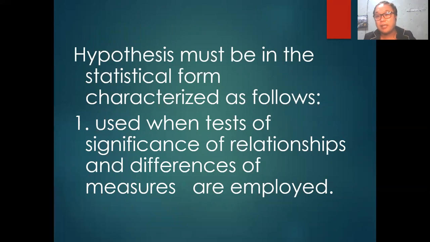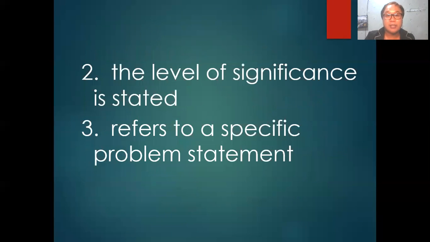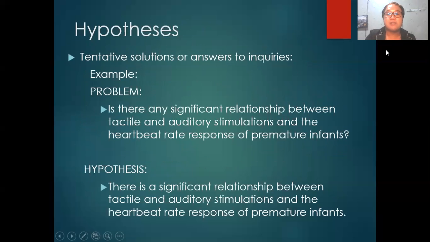So here are some guidelines in writing the hypothesis. First is that the hypothesis must be in the statistical form, characterized as follows. Number one, used when tests of significance of relationship and differences of measures are employed. Second is the level of significance is stated. And third is it refers to a specific problem statement. So here is an example of a hypothesis, a tentative solution or answer to inquiries.